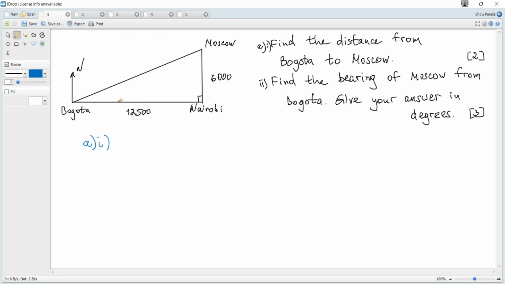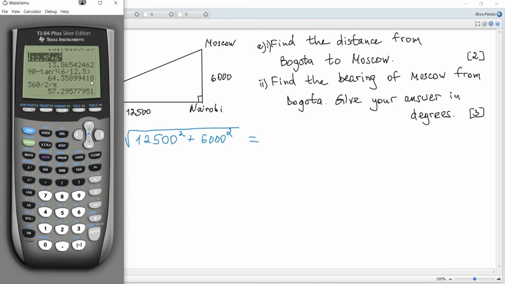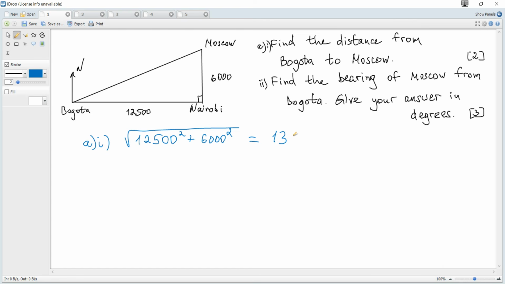Question A I. Find the distance from Bogota to Moscow. Since it's a right-angled triangle, the Pythagoras theorem can be applied. A hypotenuse is required, and it can be found as the square root of 12,500 squared plus 6,000 squared, and it is equal to 13,900 kilometers to three significant figures.